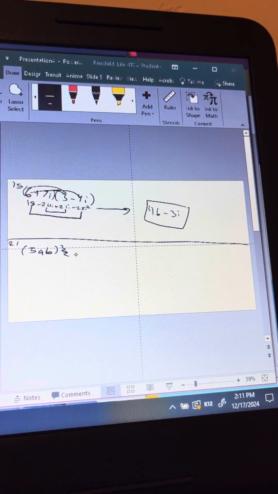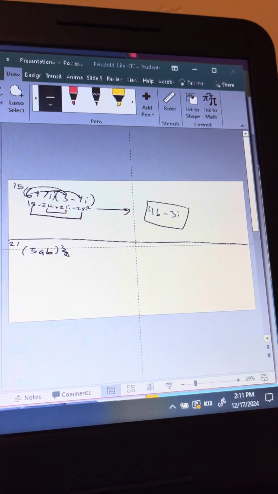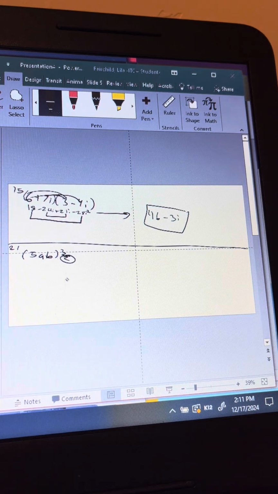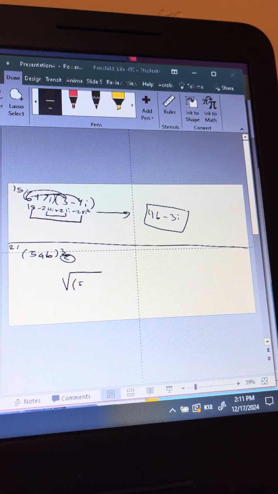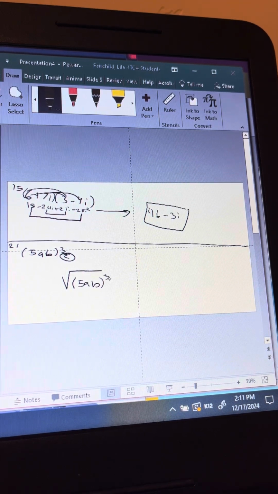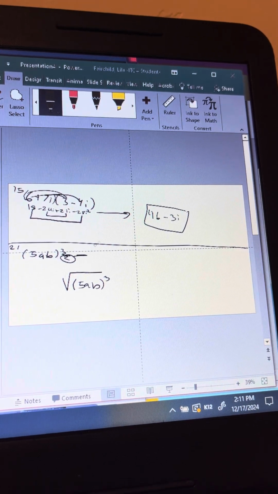And then for the second one, because of this right here, this 2, you can turn this into 5ab cubed, and that's what you can do since there's the 2.